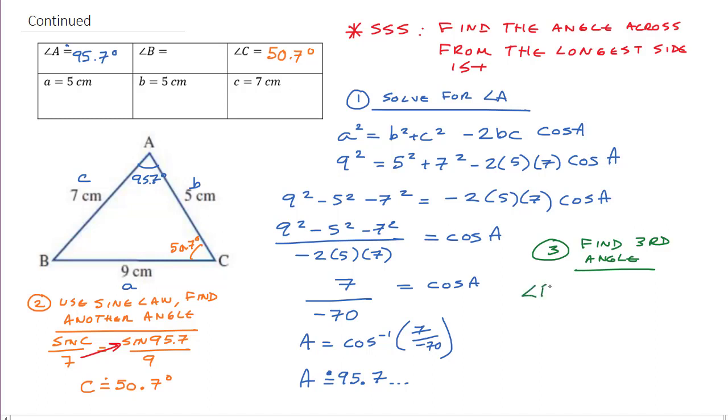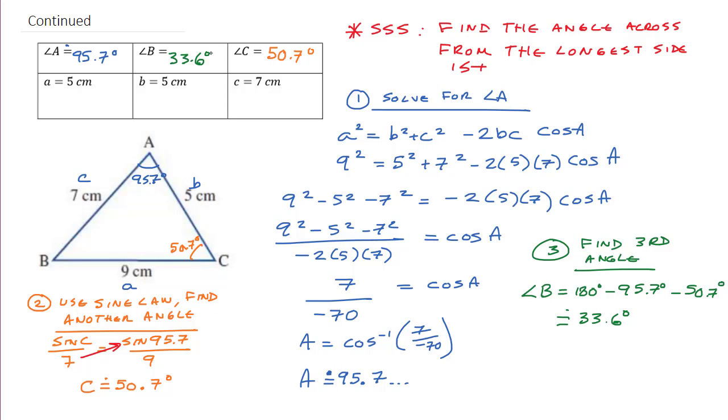So to find angle B, we're just going to go 180 minus the other two angles, 95.7 degrees and 50.7 degrees. And we get about 33.6. All right. There you go. We've solved it. We found the 3 angles.